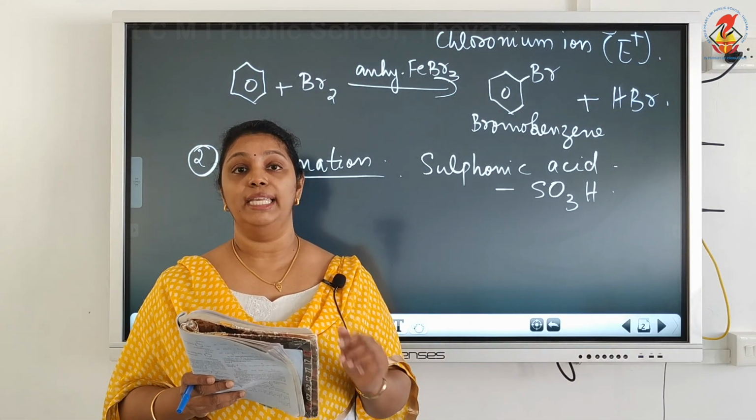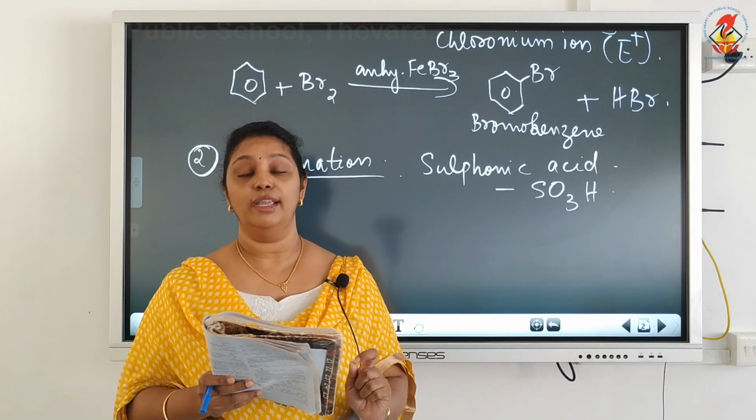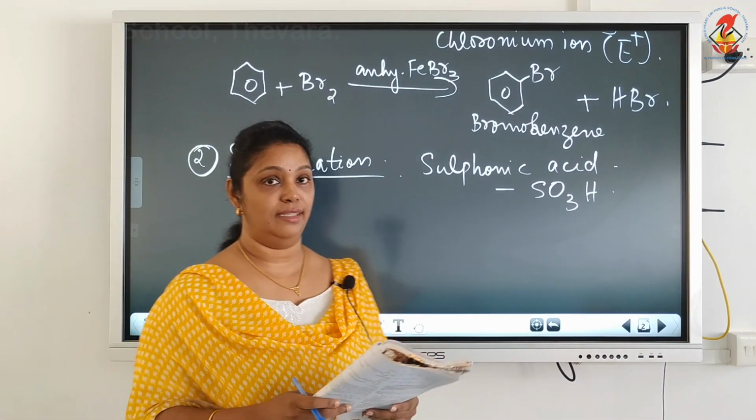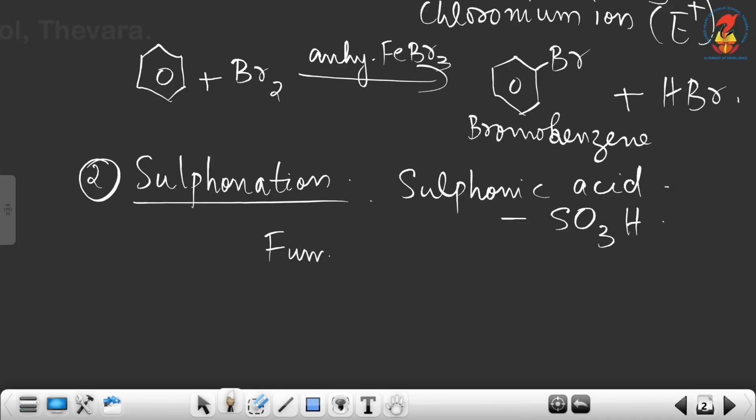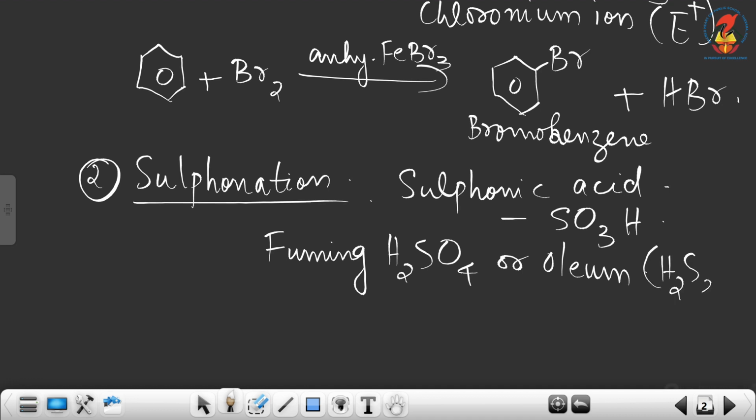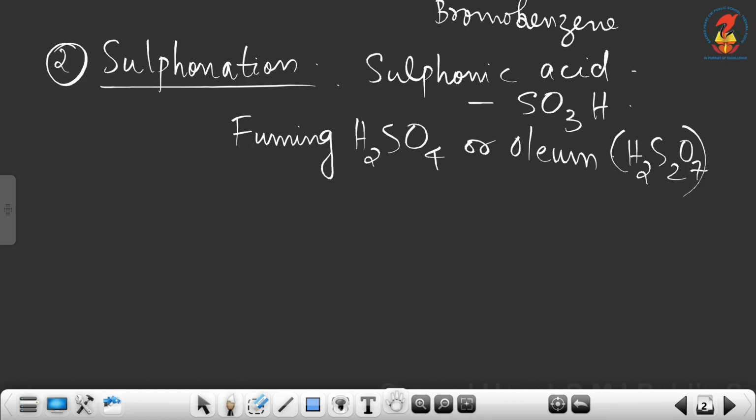It is done by heating benzene with fuming sulfuric acid or oleum. So the reagent used for sulfonation is fuming sulfuric acid or oleum. The oleum formula is H2S2O7. This is oleum. Okay, so here the electrophile is sulfonic acid.